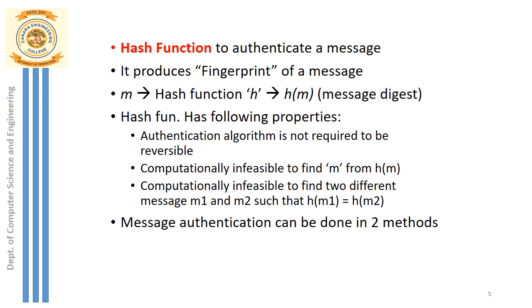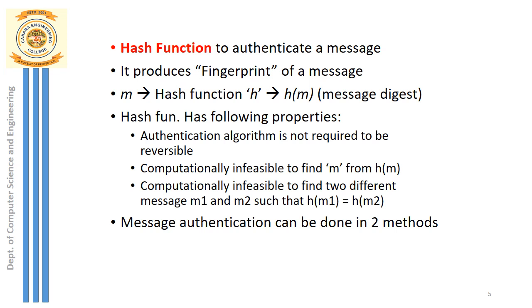Once a hash function is applied on a message m, the result is known as the message digest, that is h of m. These hash functions have some properties. The first property is that the authentication algorithm is not required to be reversible. As we have seen with encryption and decryption, normally if you reverse the encryption algorithm, that will be the decryption algorithm. But here decryption is not used. That is why the hash function need not be a reversible function.